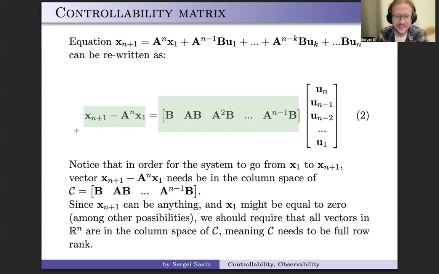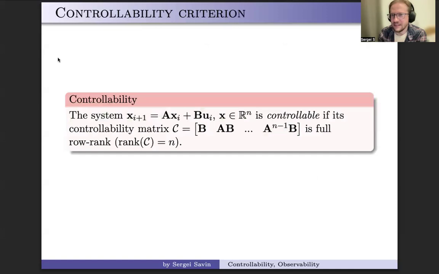Okay, all right. Now, the criteria for controllability is written like this. For a discrete system of this type, it is controllable if its controllability matrix, written like this, is full row rank. So rank of C is equal to n.